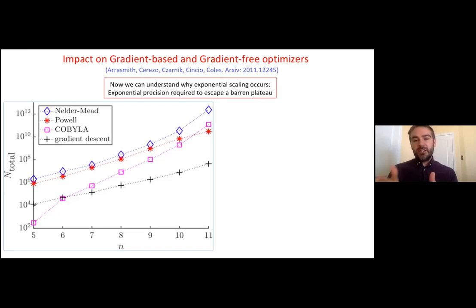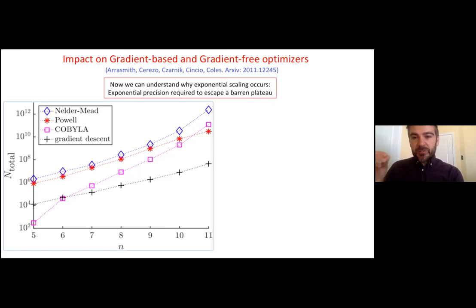Imagine that circuit that we just showed on the previous slide, and then you randomly pick the parameters of that circuit. The idea is that with very, very high probability, you'll be sitting on the Barren Plateau and not in the valley containing the global minimum. So if you want to escape that Barren Plateau and move into that valley containing the global minimum, it requires exponential precision to escape that.